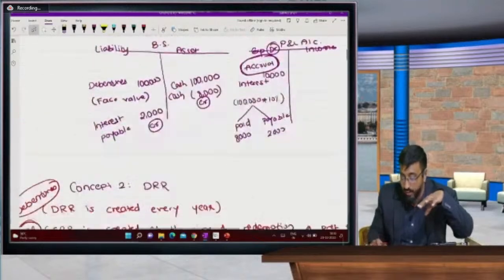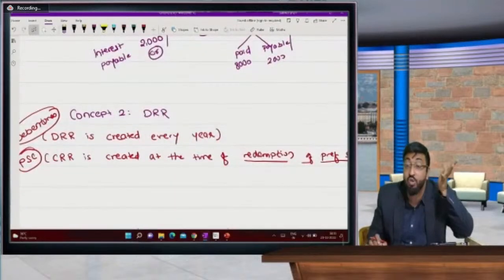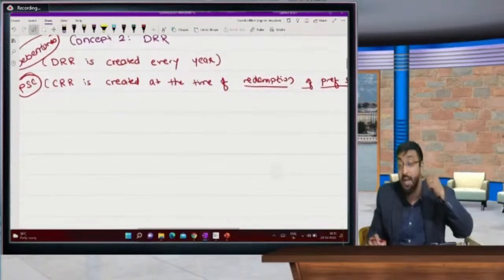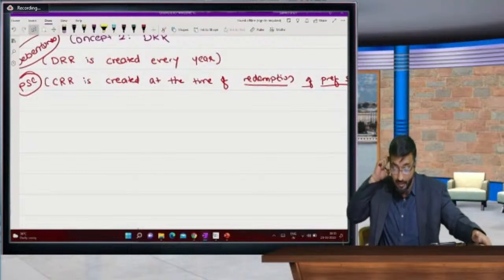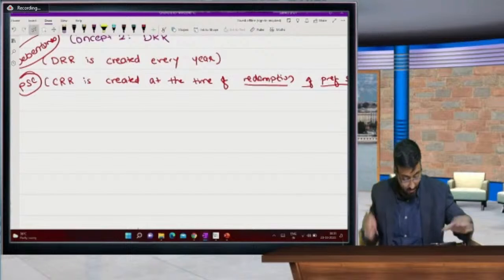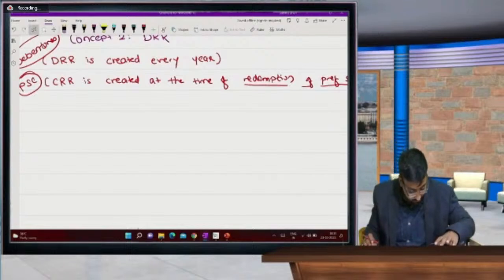Till now you are clear with the balance sheet, how debentures and interest are going to reflect in the balance sheet. Whenever you can correlate the balance sheet, your accounts is 100% clear. So see beta, DRR and CRR.